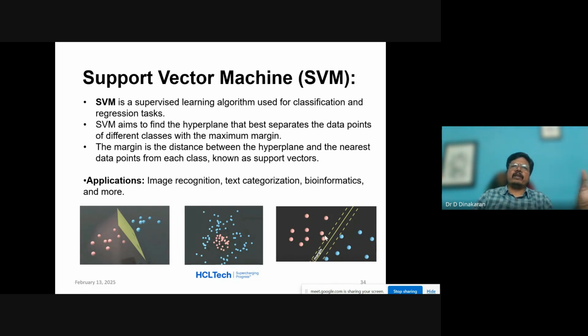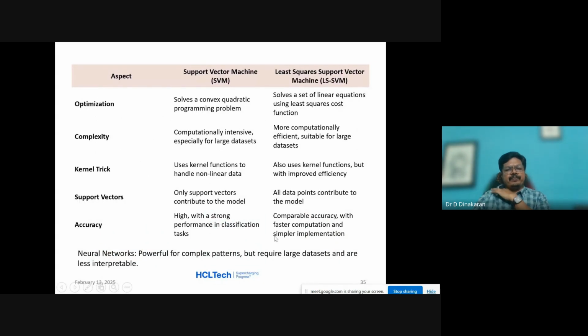If you have apples and oranges put outside, there are 100 such apples and oranges, and if you take a photograph, it will classify that these are oranges and these are apples. For such kinds of things, they use this SVM algorithm.